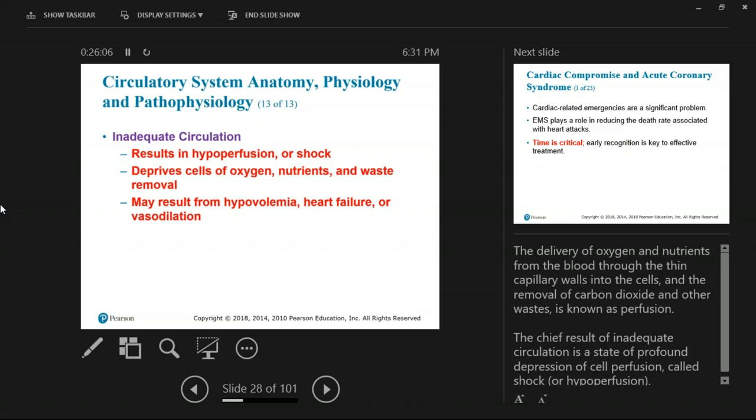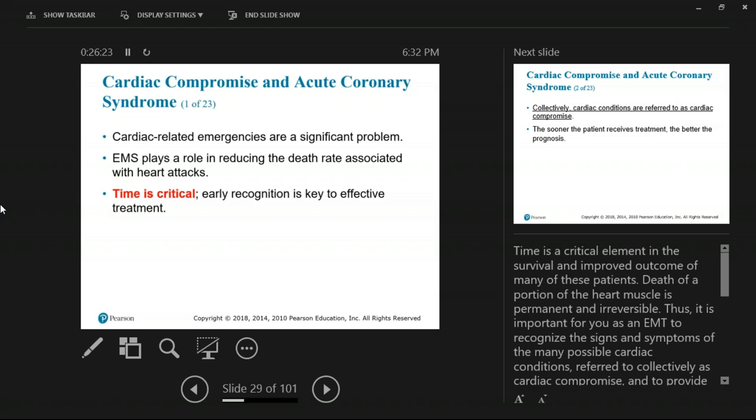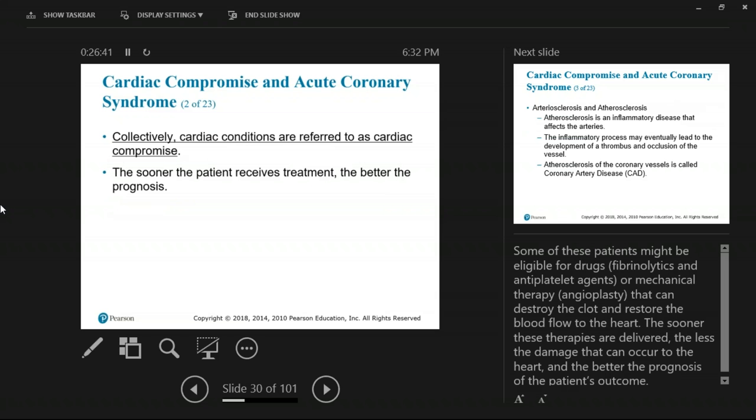Heart failure, you can also have heart failure or vasodilation, which may be warranted when it comes to angina. So the biggest take home is the time is critical. You play an extremely important role in people's survivability from a heart attack by getting them to a STEMI center, which is a specialized center for cardiac patients. Collectively, the conditions, again, are referred to as a cardiac compromise. The sooner any patient receives treatment, especially in our field, the better outcome they're going to have.